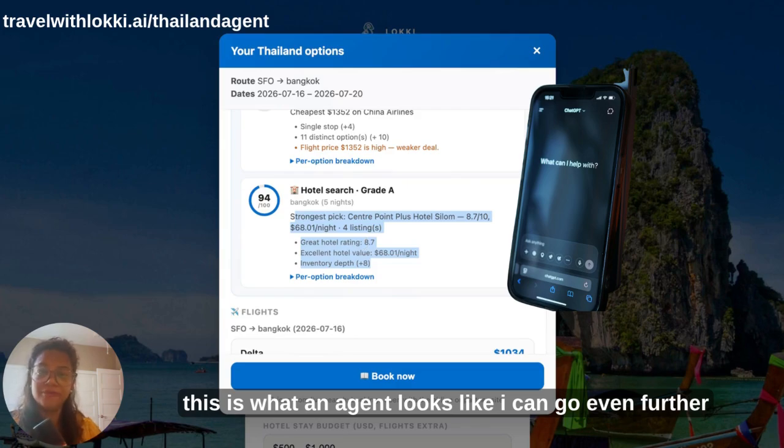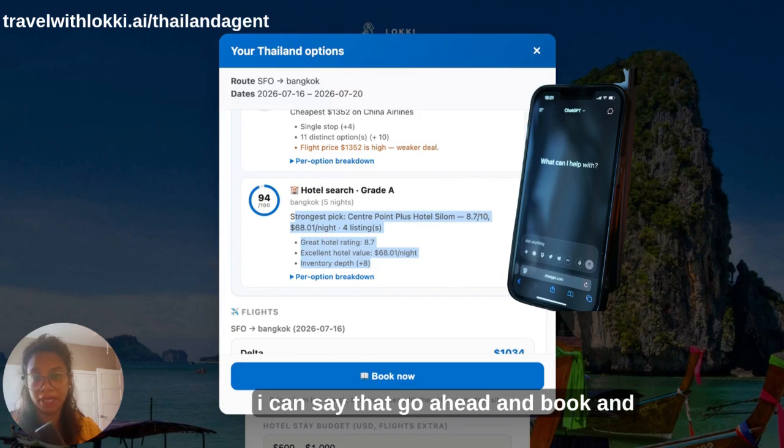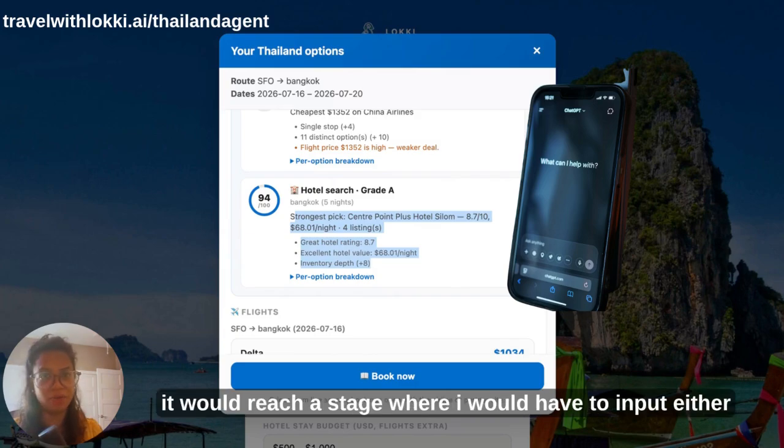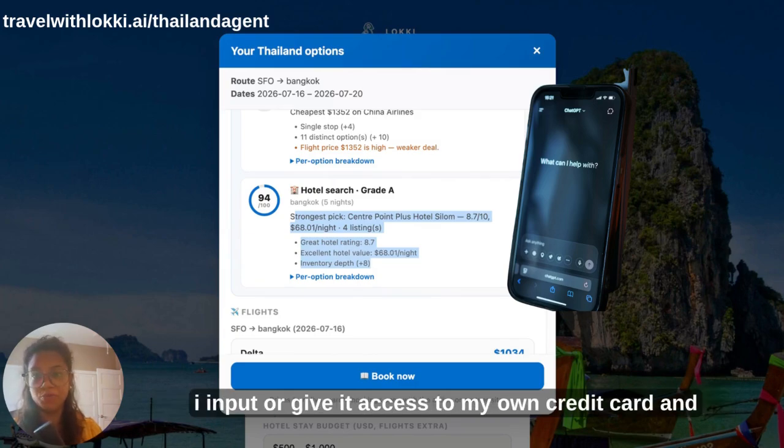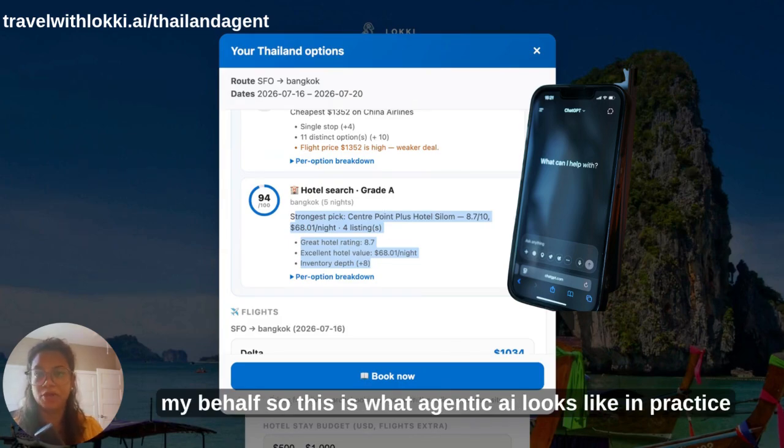Now I can go even further and give it booking access, which means I can say go ahead and book, and it would reach a stage where I would have to input, either I input or give it access to even my credit card, and it can go ahead and book the deal on my behalf. So this is what agentic AI looks like in practice.